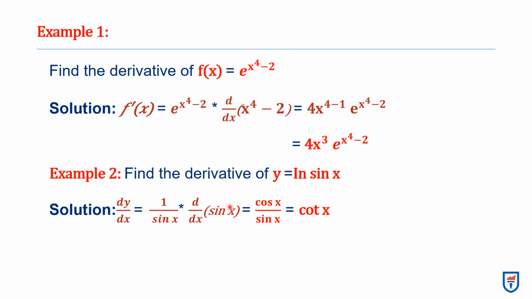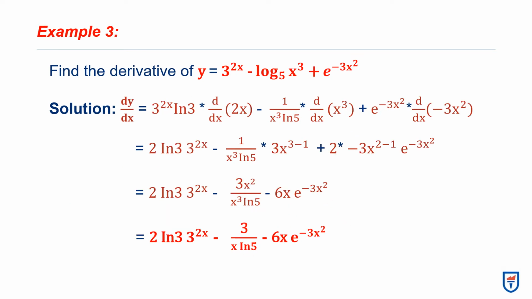From the trigonometric rules of differentiation, we know that the derivative of sine x equals cos x. So our result is cos x times 1 over sine x, and we get cos x divided by sine x, which reduces to cot x, because from the trigonometric identities, cos x divided by sine x is equal to cot x.